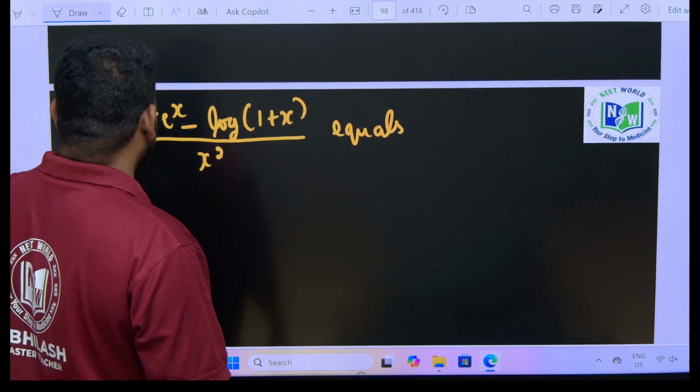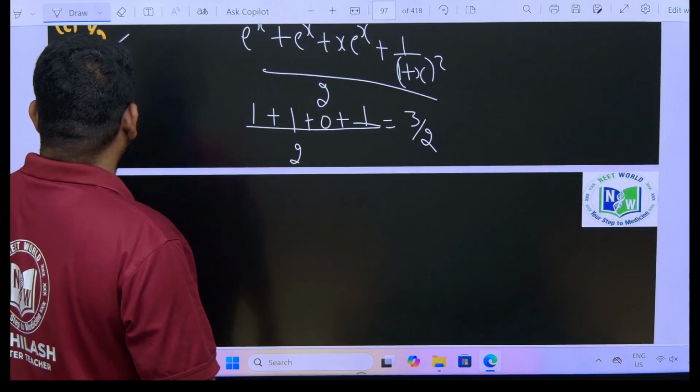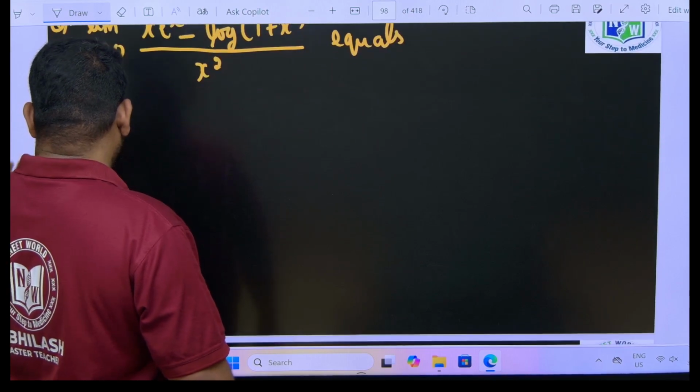I think it is similar. Let us see. Yeah, it is repeated.